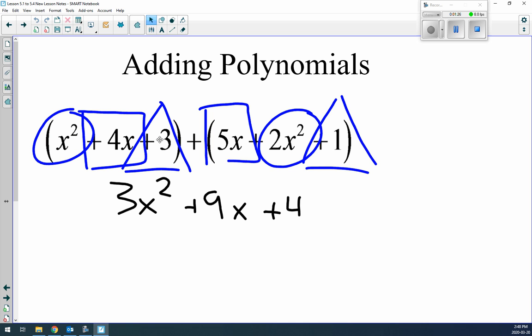So let's deal with the x squares first. So we got an x squared and a 2x squared, which is our 3x squared. We have a 4x and a 5x, which is our 9x. And we have a 3 and a 1, which is our 4. Right? We combine the like ones, we add our polynomials, we get that down into one final trinomial.